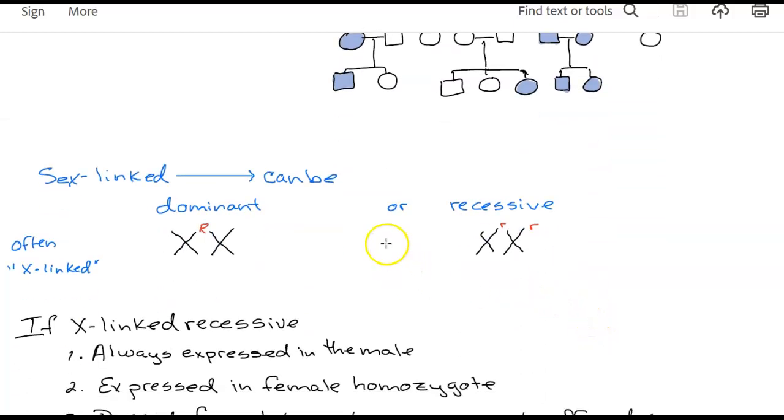Moving on. So we've talked about sex-linked traits. Very often they're also called X-linked traits. Not to say that the Y chromosome can't be in play with some of these disorders, but very often it's the X. So here's an example. If it's sex-linked, it can be sex-linked dominant, which means that you need only 1 copy of that dominant form of the allele to be affected. Or it can be sex-linked recessive, meaning you need a double copy of the recessive form of the allele.